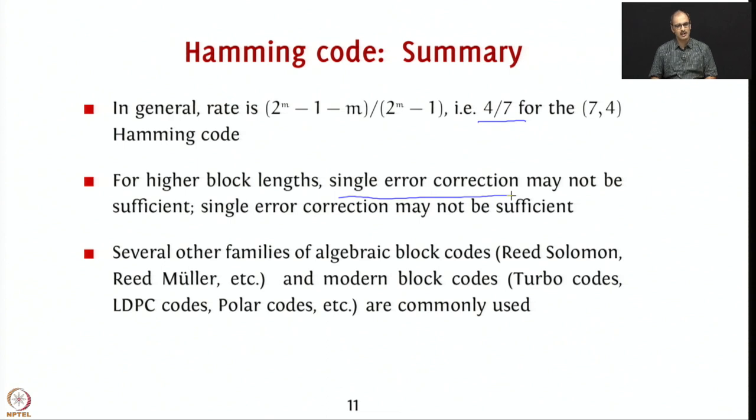There is also a family of modern block codes called turbo codes, LDPC codes, and polar codes. These are more randomness-oriented codes that can perform very well in large block lengths with excellent error performance and reasonably high rates. In fact, they are known to be very efficient and optimal in the capacity sense. Capacity is something that we will go through in the next couple of lectures.